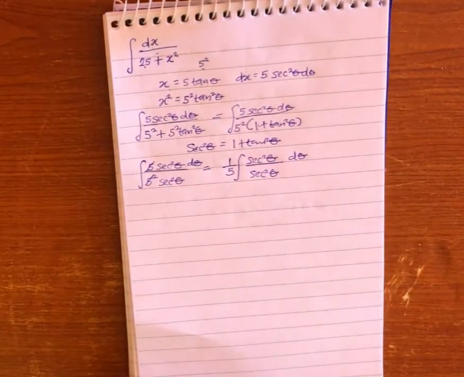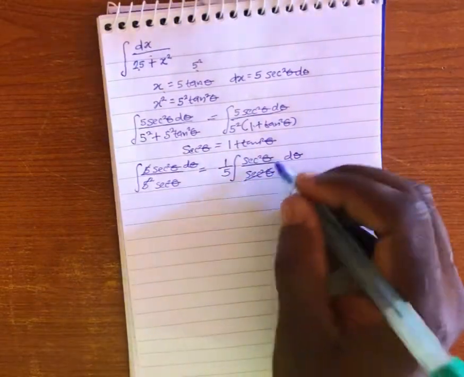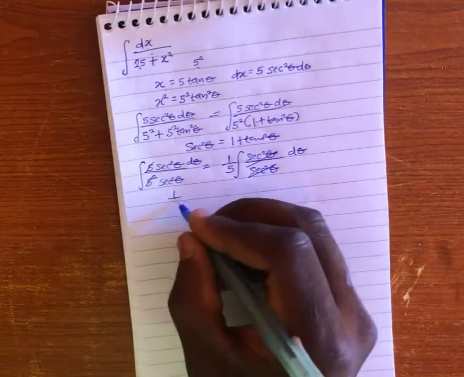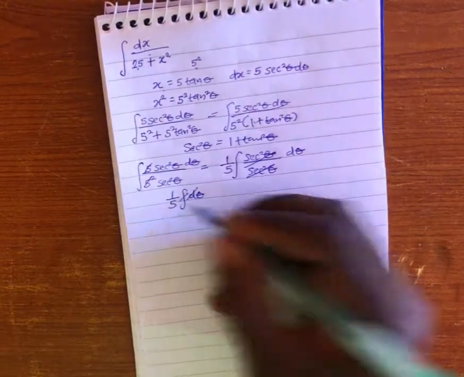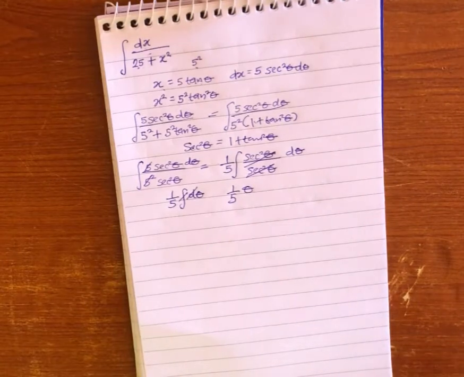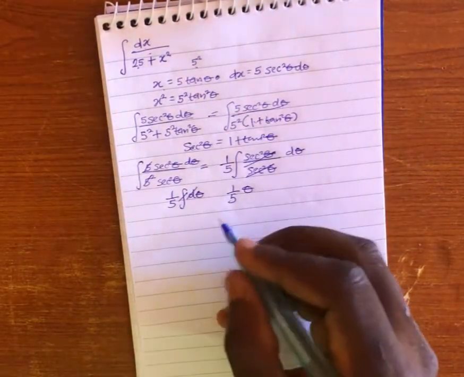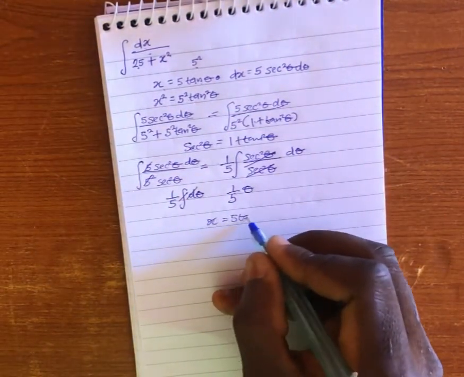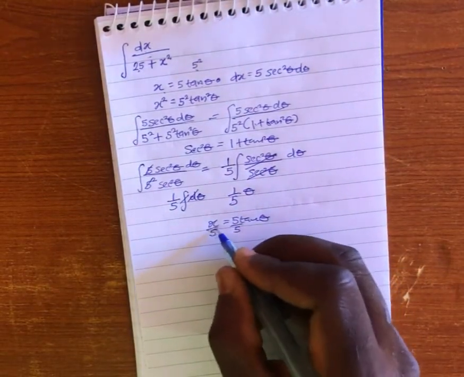Very sweet. I'm done with this, because here I can cross it out so that I'm having 1/5 integral of d theta. Then integrating d theta, I'm having 1/5 theta. So what can I do? I'm having theta here. I can easily find the expression for theta from this equation. I know that x equals 5 tan theta. Then I can divide both sides by 5. This cancels this.